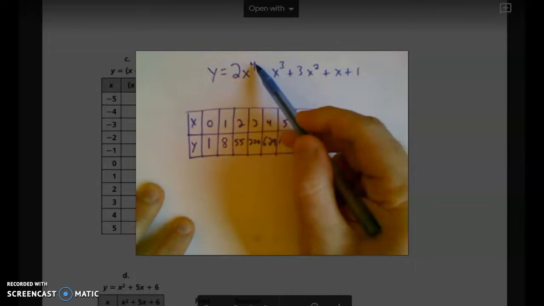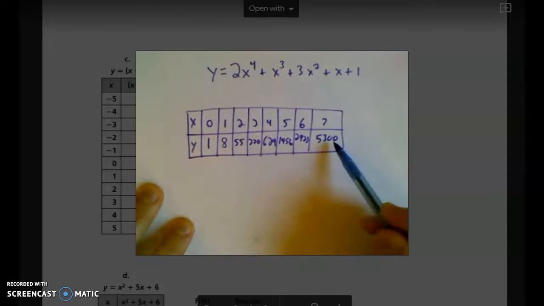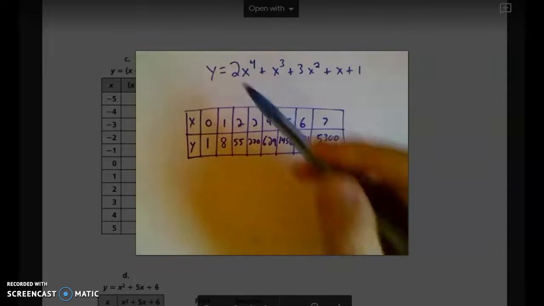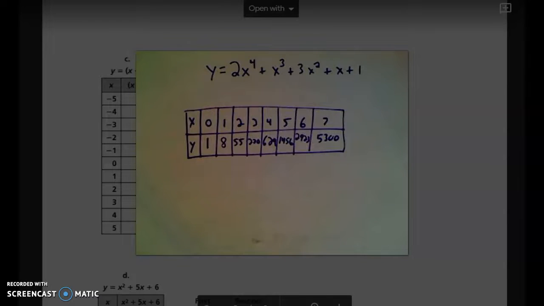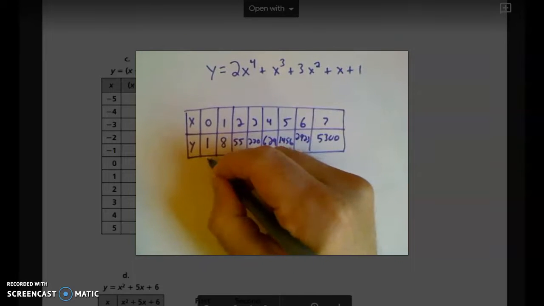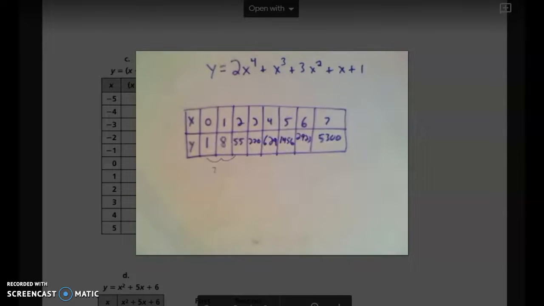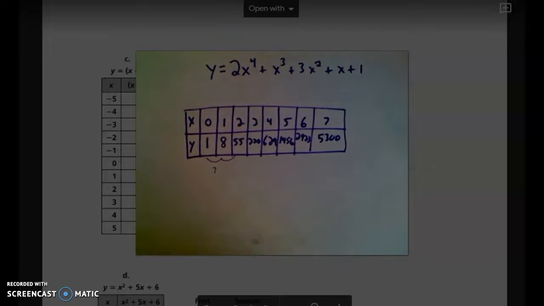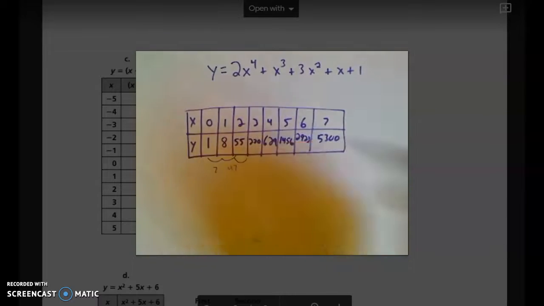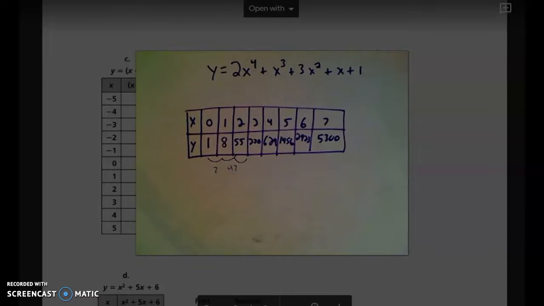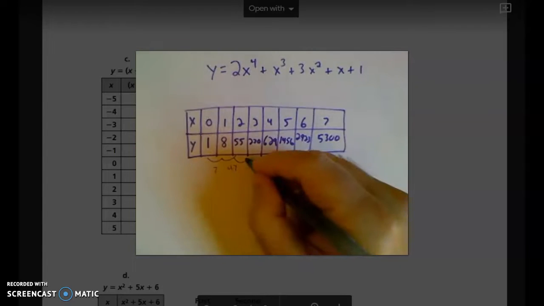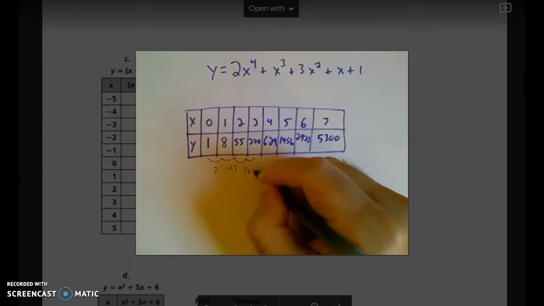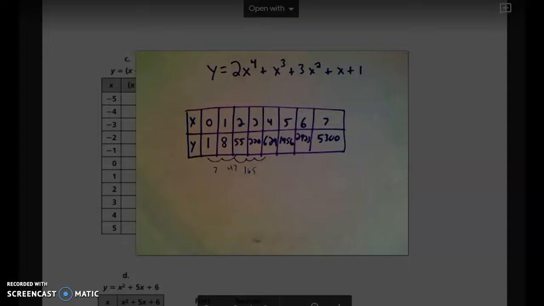Again, the highest power is the fourth power. So I completed the table here. Numbers get pretty big because it's a very high power. But if I look at the difference, we'll see the same thing. This goes up by 7. From 8 to 55, it goes up by 47. And then it jumps to 220, which has an increase of 165.